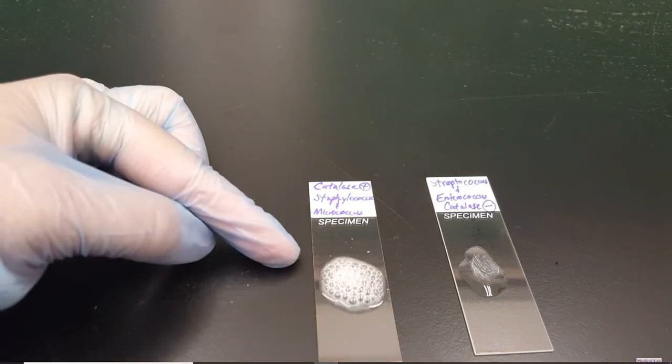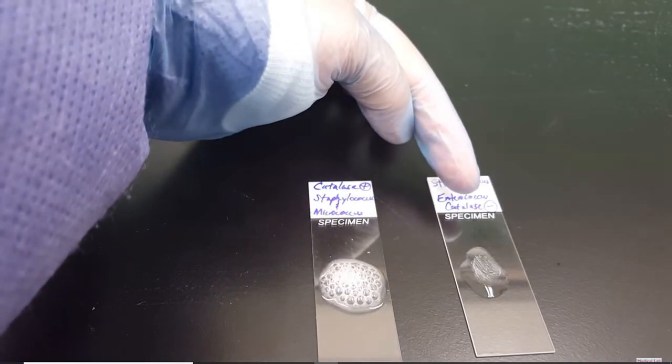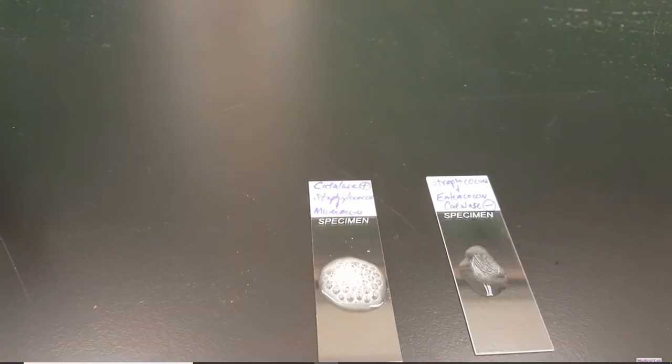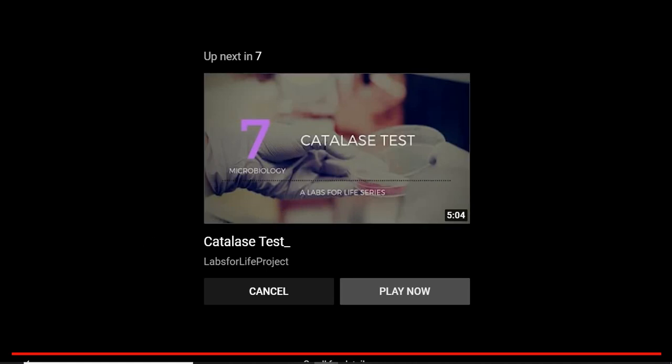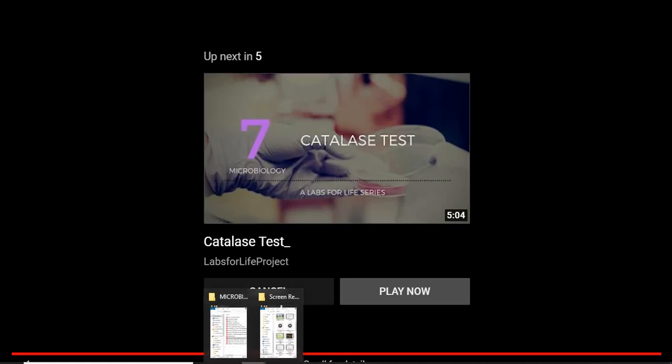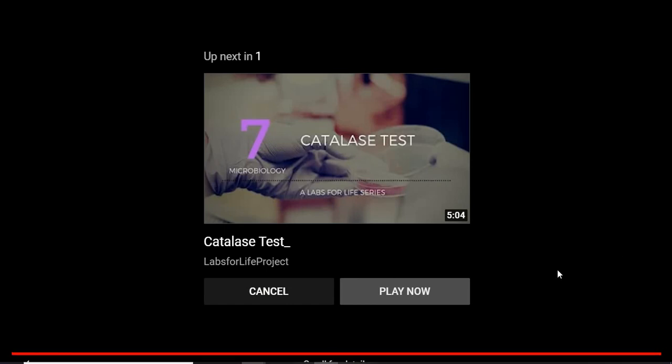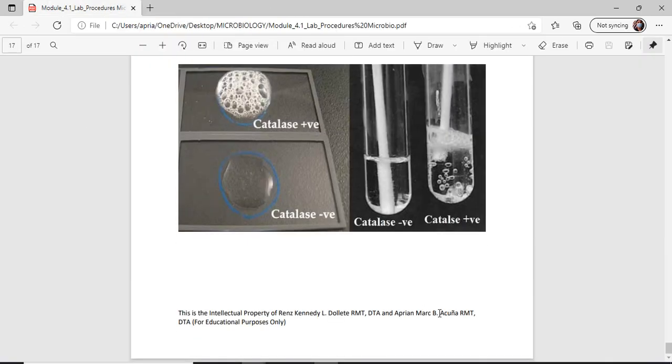So it is very easy, the catalase test we did in class. In our microbiology, there are 3 more topics. As we move forward, though, it gets repetitive, so I'll summarize it as much as possible.